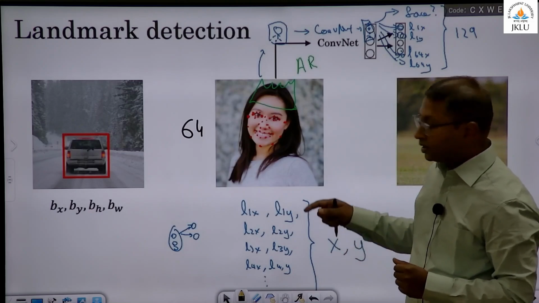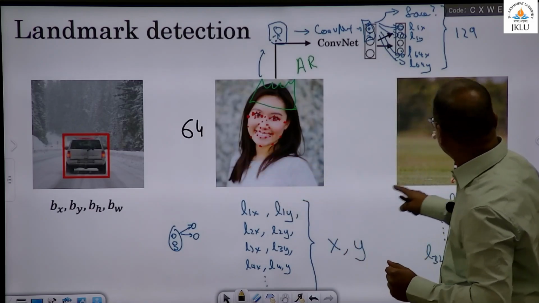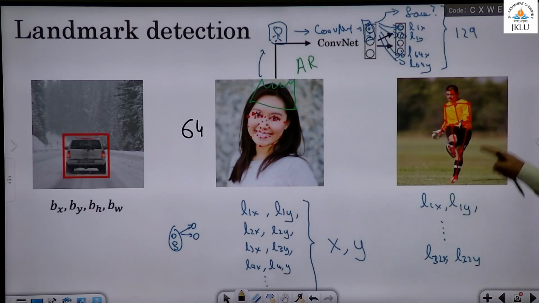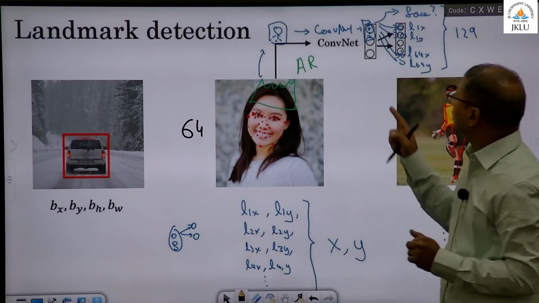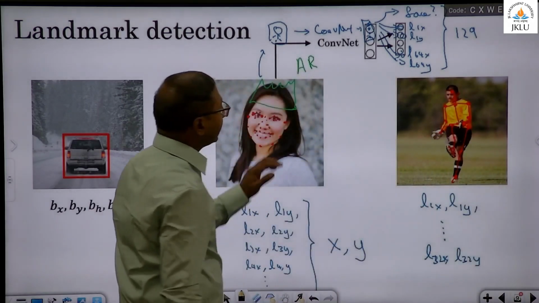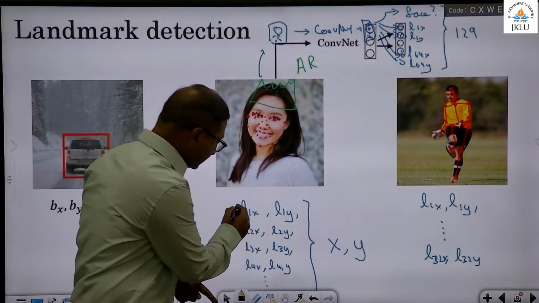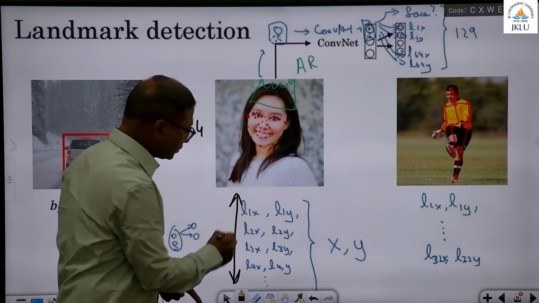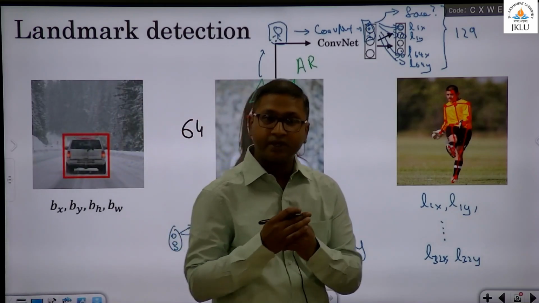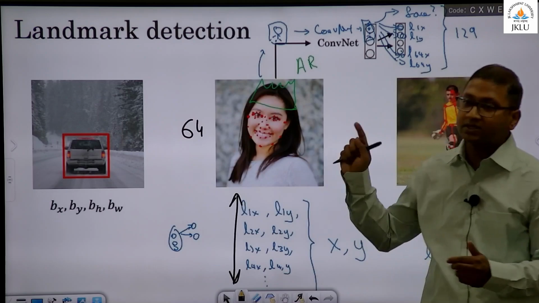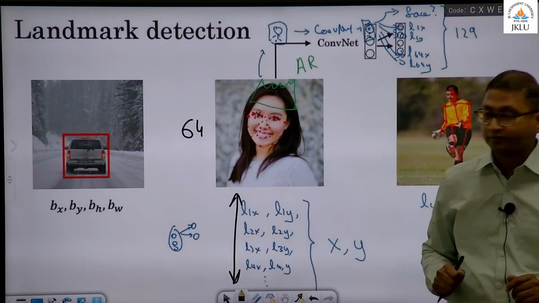Okay. So what about this one? Which problem are you solving maybe? Right? Usually pose detection kind of things. Okay. So everywhere you have these landmarks, and all these guys are going to be real values, and preparing a training data set for all these things is a big deal.